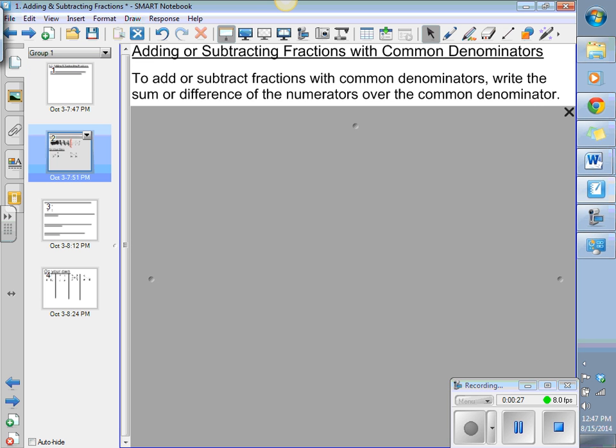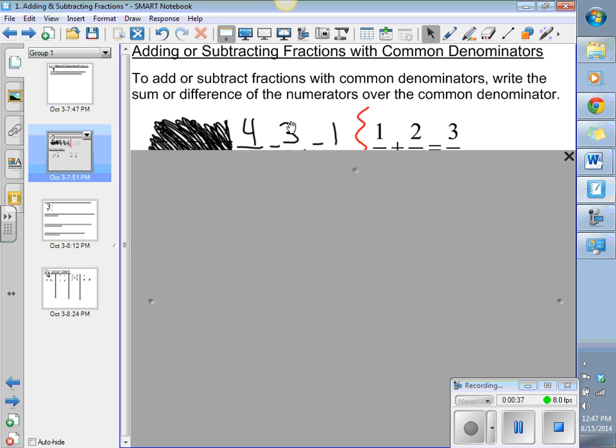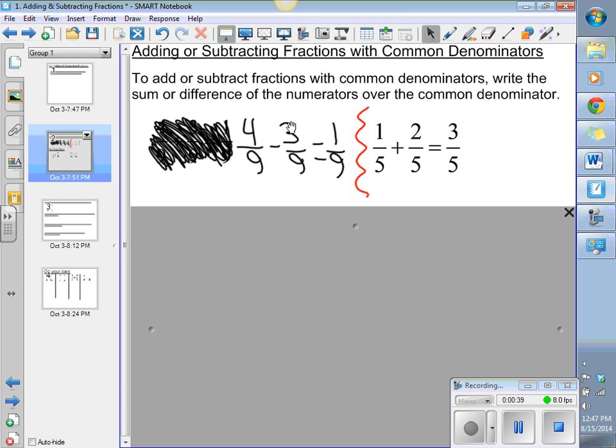So we start by adding or subtracting fractions with common denominators. To add or subtract fractions with a common denominator, we write the sum or difference of the numerators over that common denominator. For example, 4/9 minus 3/9, all we do is subtract 4 minus 3, and we get 1/9. Or if we add 1/5 plus 2/5, well, 1 plus 2 equals 3. Keep the 5 the same, 3/5.